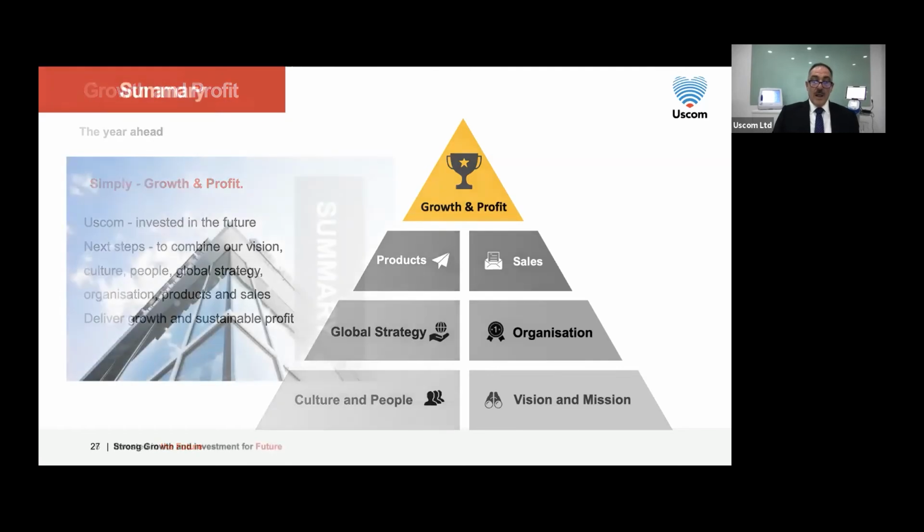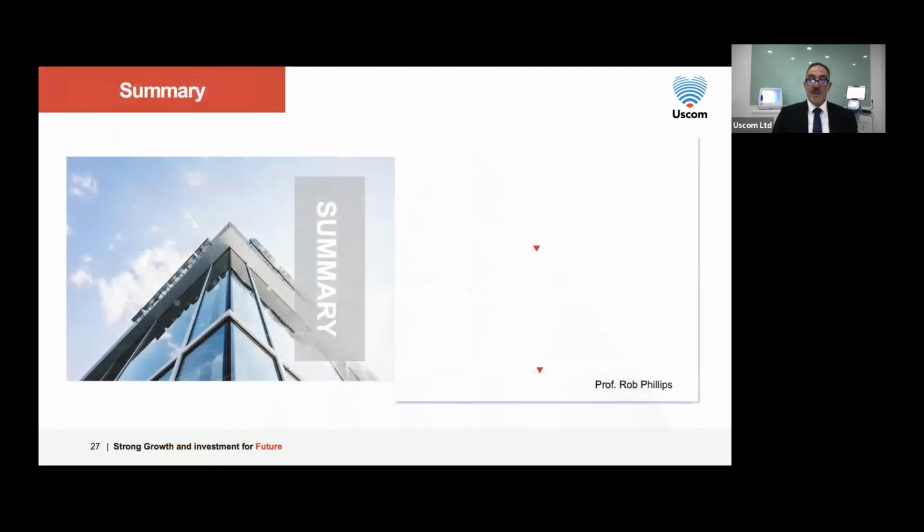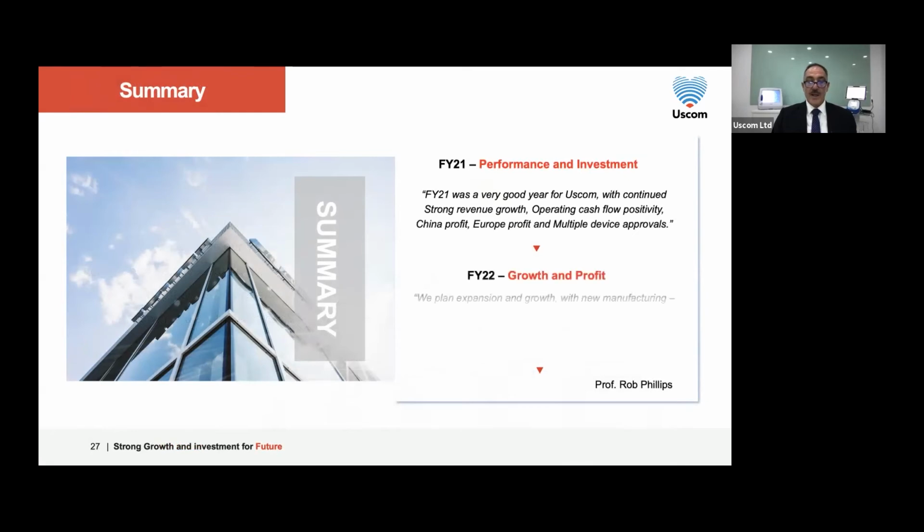FY21 was a year of performance and investment, with strong revenue growth, operating cash flow positivity, China profit, Europe profit, and multiple device approvals. For FY22, growth and profit is our target. We plan expanded distribution, new manufacturing, new R&D initiatives, operational restructure to enhance profit, and a strategic corporate review to identify incremental growth opportunities.